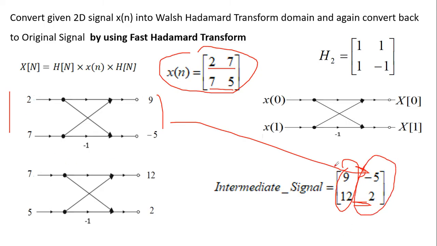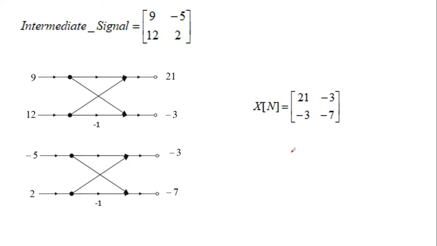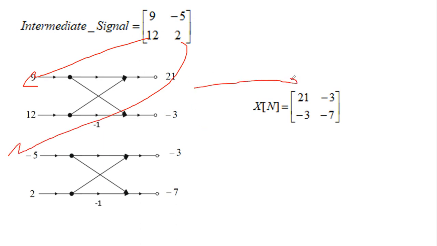And next is minus 5 and 2, so 9 and 12 we have taken in a column wise format, and next minus 5 and 2, that is minus 5 plus 2 and minus 5 minus 2. So this is the result. When the result comes, we are storing it in a row wise format. So this is the result.